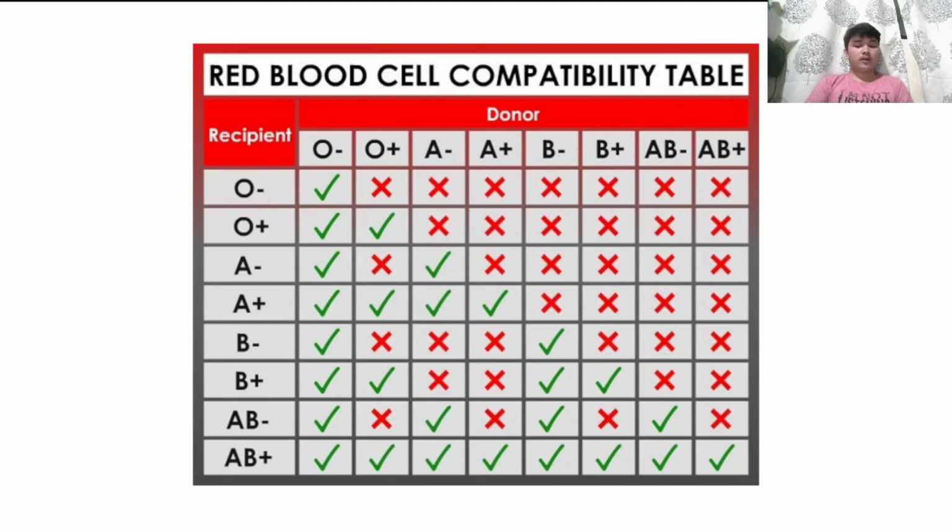If you are AB, your cells do not make antibodies against type A or type B surface antigen. Therefore, you can receive blood from a donor with any blood type. You are a universal recipient, but you can donate blood only to other people with type AB blood.